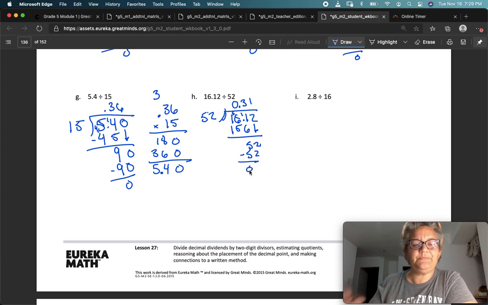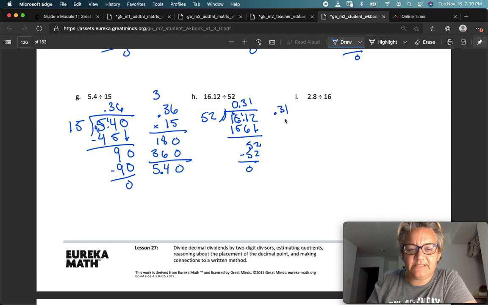There's my 0. And now to check my answer, I'm going to multiply 31 hundredths times 52. 2 times 1 is 2. 2 times 3 is 6. Drop the 0. 5 times 1 is 5. 5 times 3 is 15.